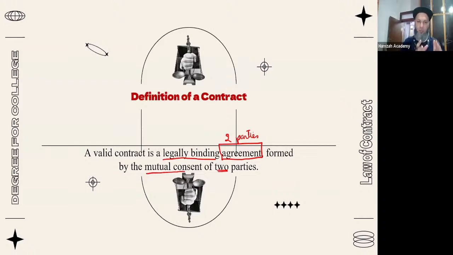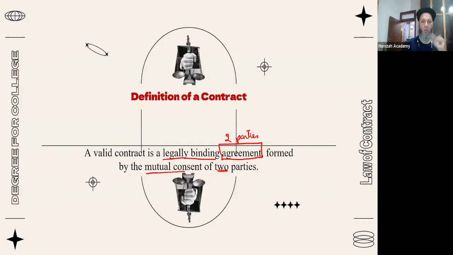So here in this case, we have two parties. One party has backed off, that is the defaulting party. It is not performing its part of the contract. So the other party whose rights have been violated, that is the injured party, when they go to the court and file a suit, they will be called a claimant. Then the law takes action and further proceedings go on. So this is the basic definition, and we will further discuss this definition in detail.